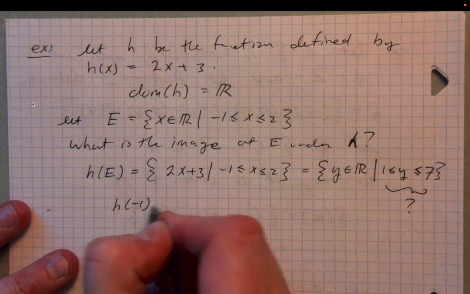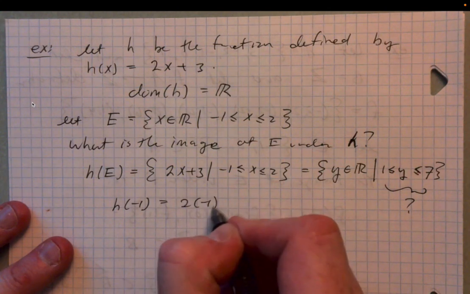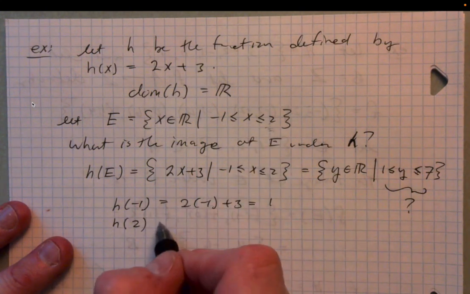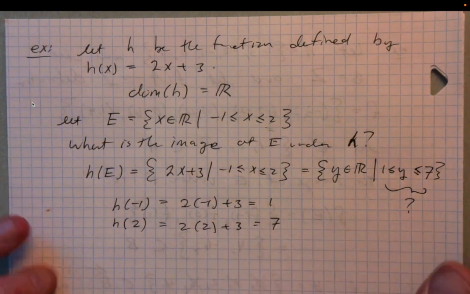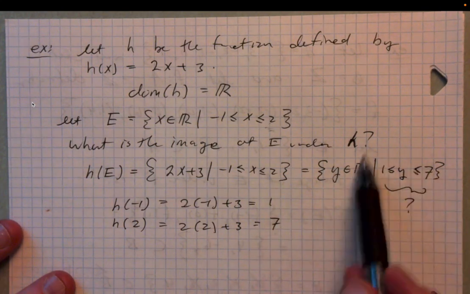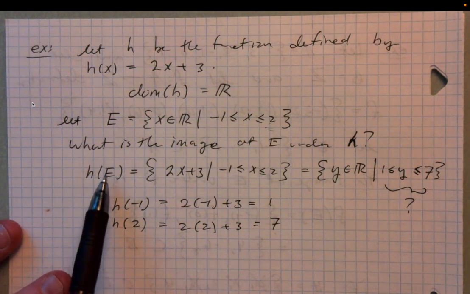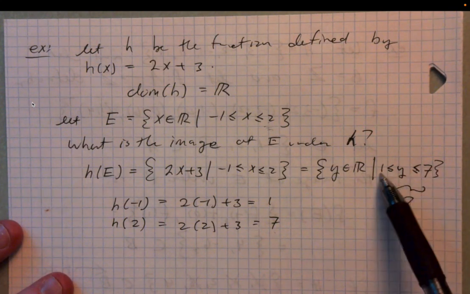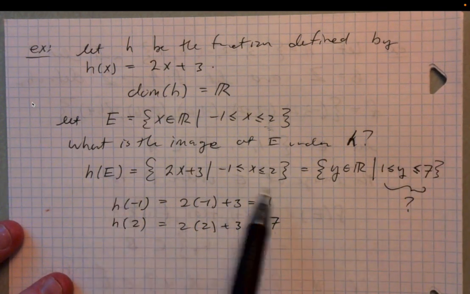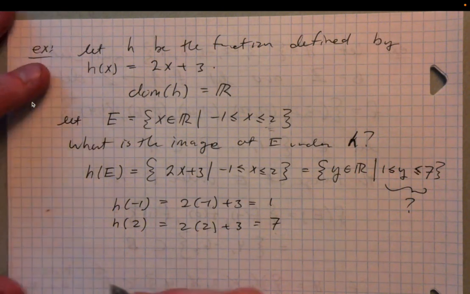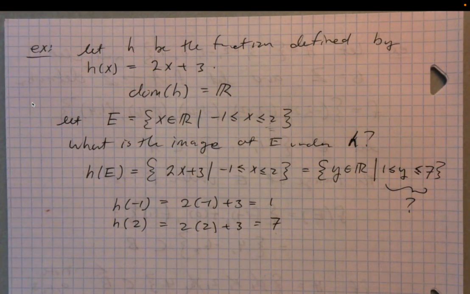For example, h of negative 1, the lower bound of the domain, is equal to 2 times negative 1 plus 3, which is 1. And h of 2, which is the upper bound of the subset in the domain, is equal to 2 times 2 plus 3, which is 7. Okay? And so this would translate over into the range. The image of E under H is going to be the set of all y's in R, and now we're talking the codomain, such that y is between 1 and 7. Everything in there will be mapped to by the elements in E. So that's where E is going to map to, all of those y values. Okay. All right. Okay, so that's a great example.